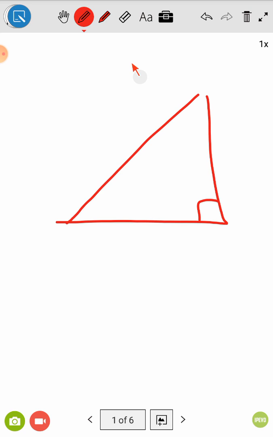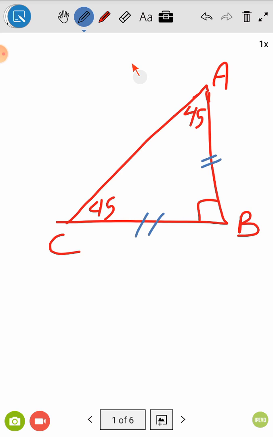right, and that angle is 45, and that one is 45, and that is A, B, C. That is an isosceles triangle. We have two angles that are equal, so the two sides here must be equal. For example, if that side is 5, that one will also be 5. And using the Pythagorean theorem, we can find AC.